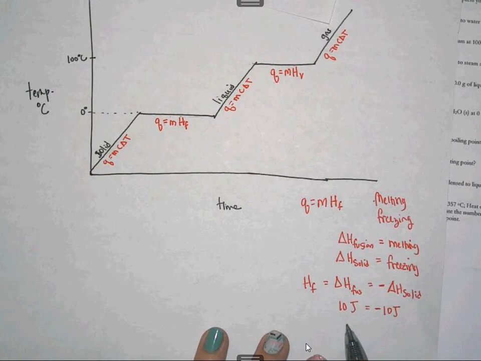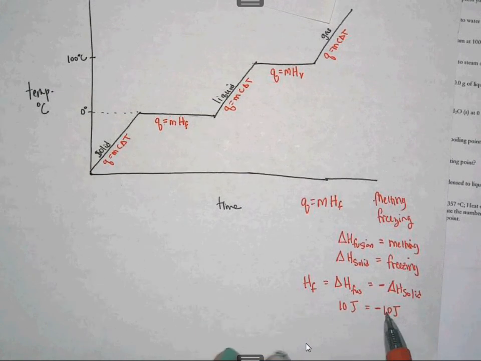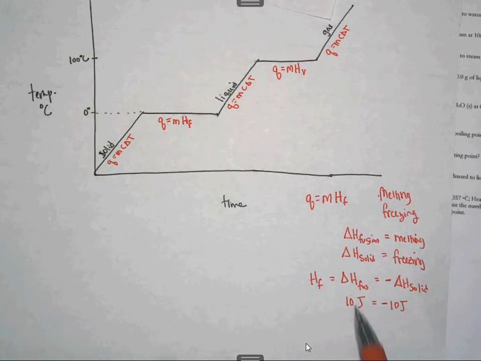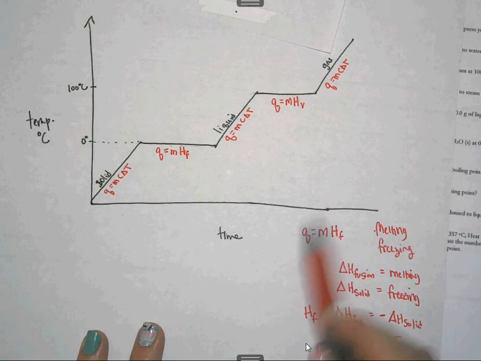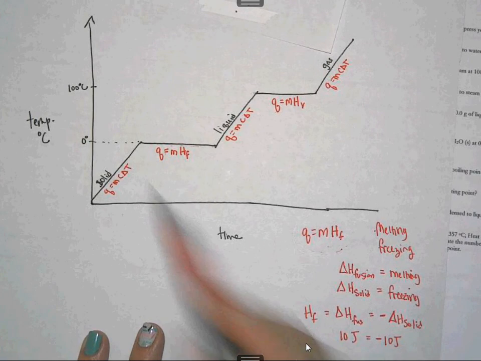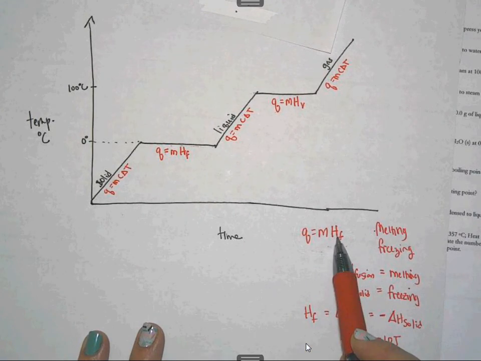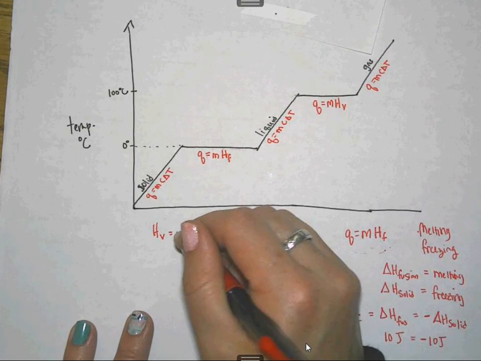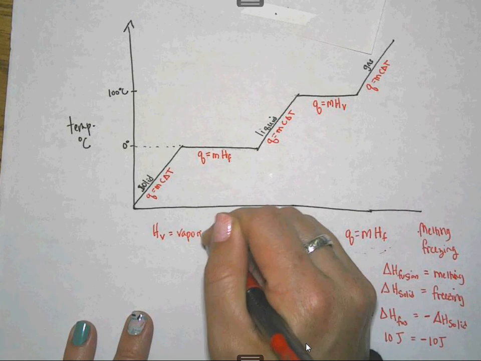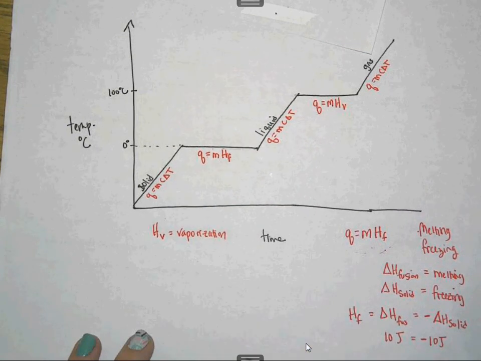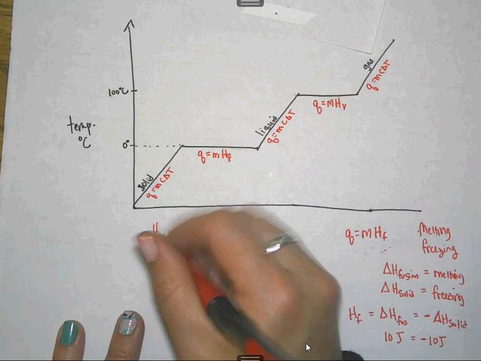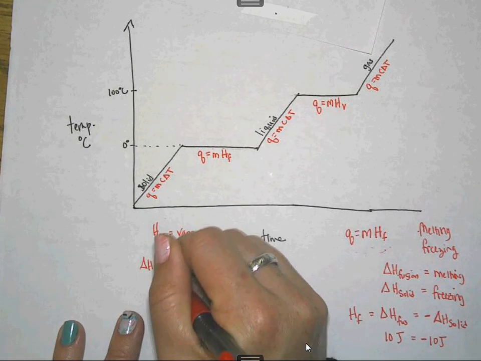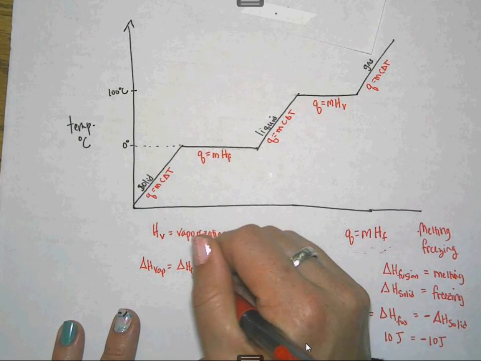Something that will be helpful to you to know is that whether you write the delta H of fusion as H sub F or delta H fusion, those are equal to a negative value for the delta H of solidification. That sounds like a mouthful. Not as bad as it sounds. Basically what I'm telling you is that if the heat of fusion, if it takes 10 joules to melt something, then that means that you will need to take away 10 joules in order to freeze it.